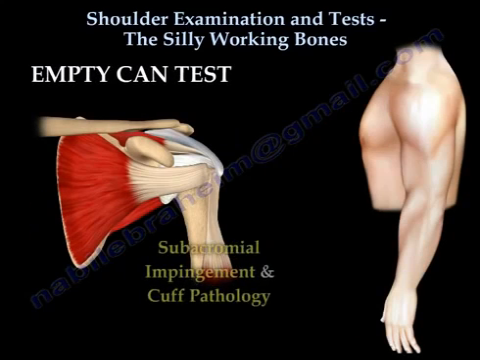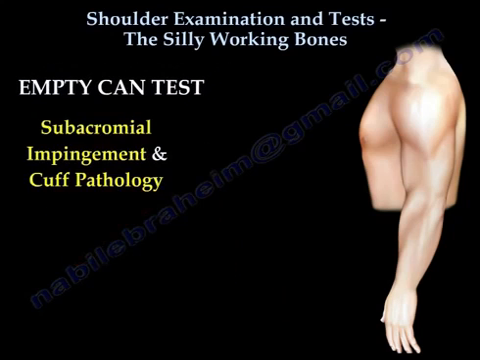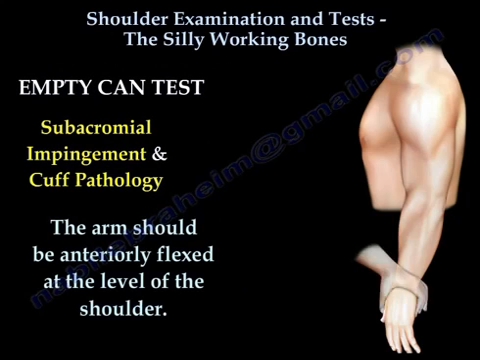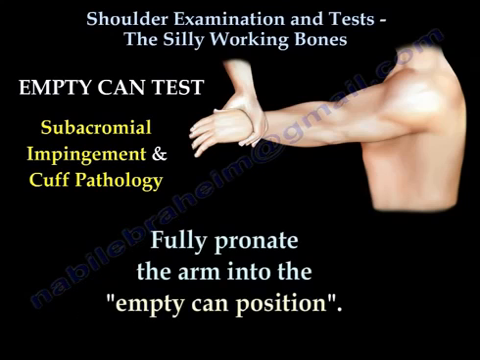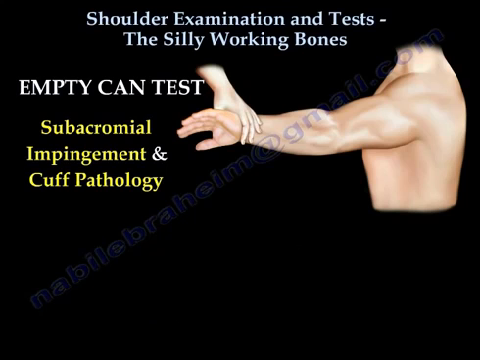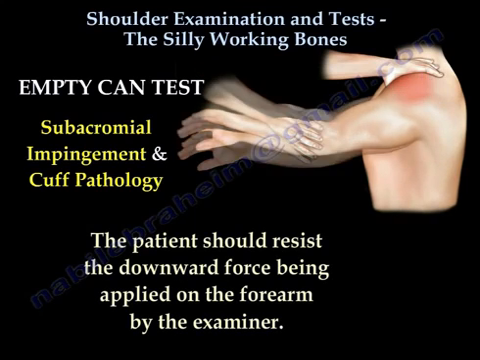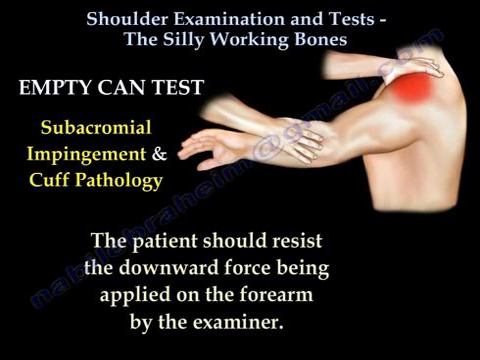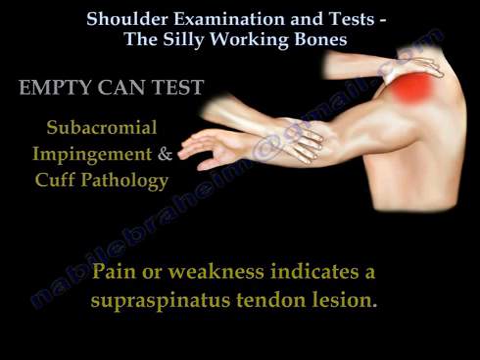Empty can test. It is a real test for subacromial impingement and cuff pathology. The arm is anteriorly flexed at the level of the shoulder. Fully pronate the arm into the empty can position. The patient should resist the downward force being applied on the forearm by the examiner. Pain or weakness indicate supraspinatus tendon lesion or pathology.